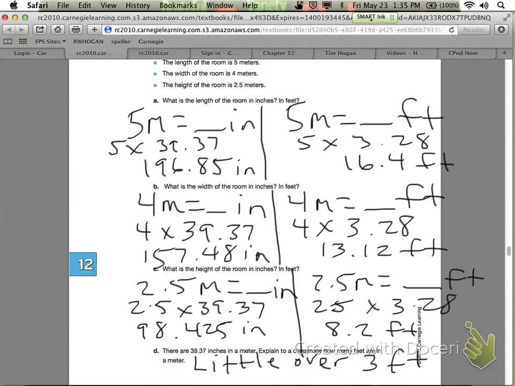And finally, if we take a look at letter D, it says there are 39.37 inches in a meter, like we know from the conversion factor. Explain then to a classmate how many feet are in a meter. So you should have just a little over 3 feet in a meter, because a meter is 39.37 inches, and you should know that there are 36 inches in 3 feet, excuse me. So therefore, it is 3 feet with about 3.37 inches left over. That should be your answer for letter D.